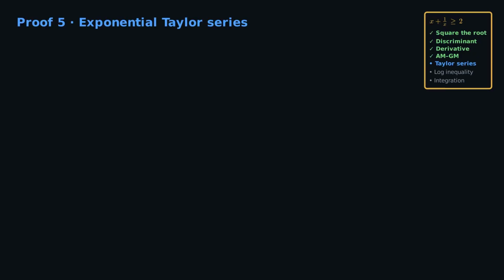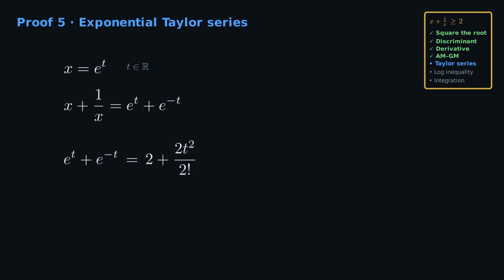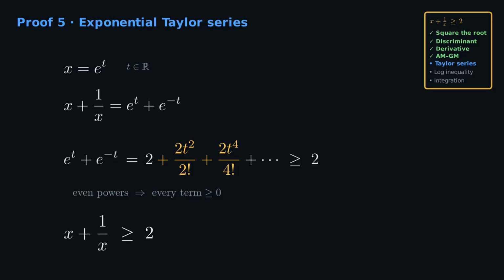Proof 5. Taylor series for the exponential function. Set x equal to e to the t, where t is a real number. We then have x plus 1 over x equals e to the t plus e to the negative t. The Taylor series expansion for e to the t plus e to the negative t is 2 plus 2t squared over 2 factorial plus 2t to the fourth over 4 factorial, and so on. Notice that all the powers of t are even. This means that every quantity is a positive number in this expression, which means that it is definitely greater than or equal to 2, which gives us that x plus 1 over x is greater than or equal to 2.